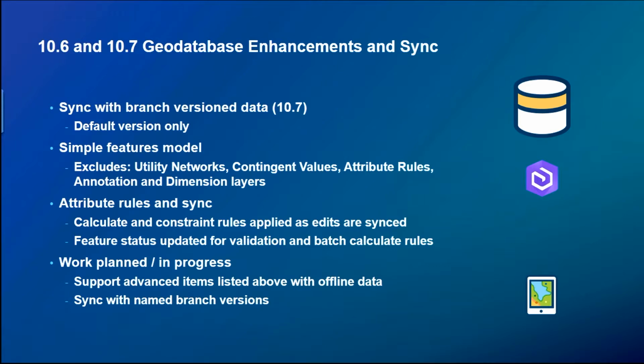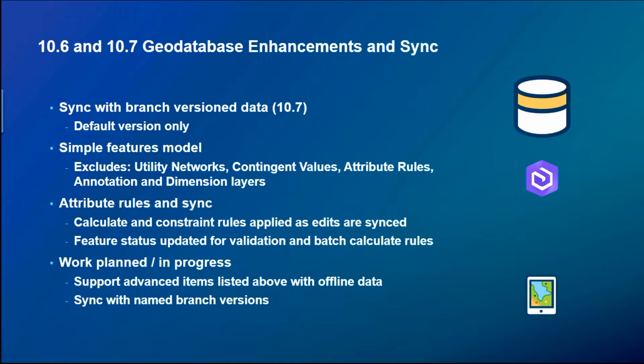One thing to note, though, we only support the default version. We don't support taking named versions offline. It's something we're looking at, but it's not there yet. Also note that the feature service sync capability also copies data in a simple features model only right now. So if you've got utility networks, contingent values, attribute rules, annotation dimension layers, those are excluded if you attempt to take them offline. Now that's just for now. We're working on adding support for those over the coming releases, but currently that's the limitation.